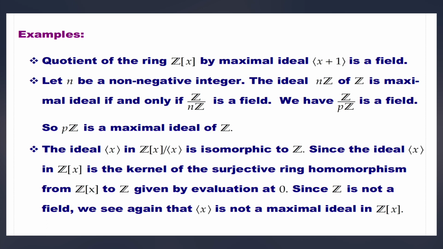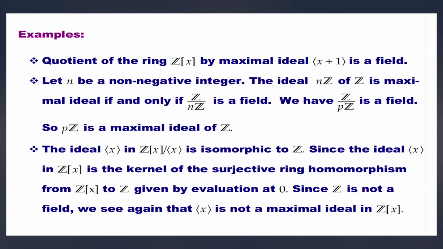The above theorem indicates how to construct some fields, which is nothing but to take the quotient of any commutative ring R with identity by a maximal ideal in R. Let us discuss some examples here. The quotient of the ring Z[x] by the maximal ideal generated by x plus 1 is a field. Let n be a non-negative integer. The ideal nZ of Z is a maximal ideal if and only if Z/nZ is a field. We have Z/pZ is a field, so pZ is a maximal ideal of Z.